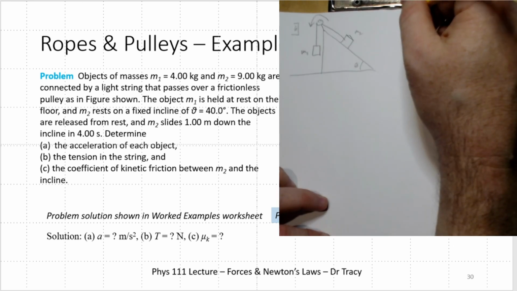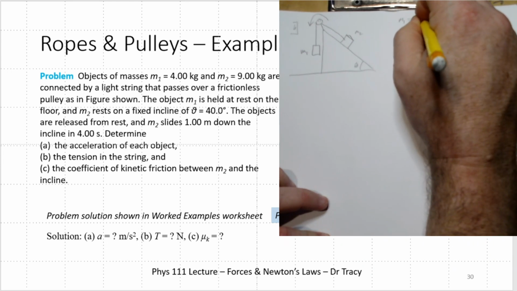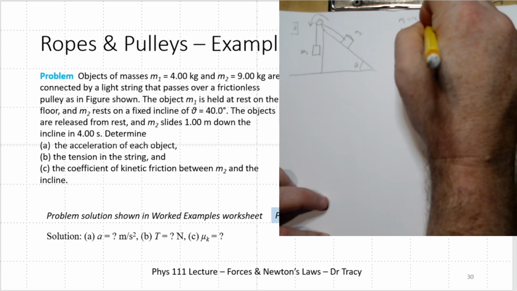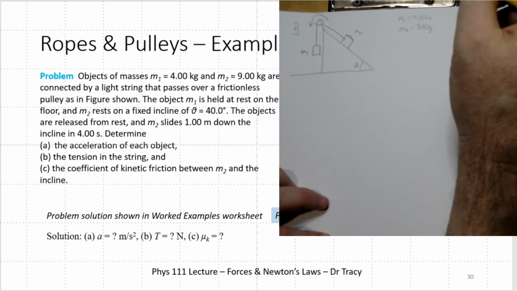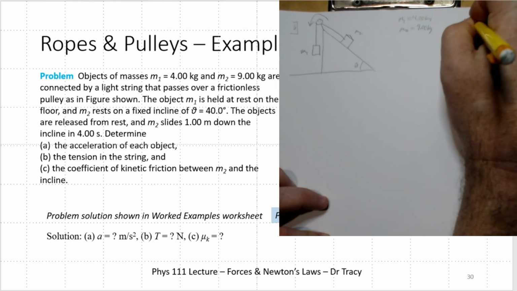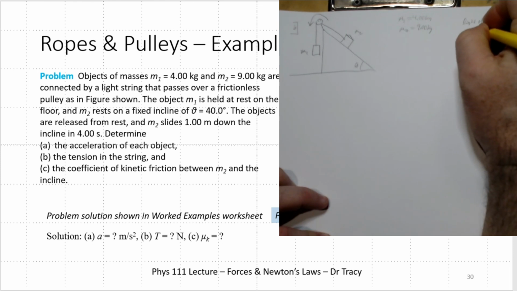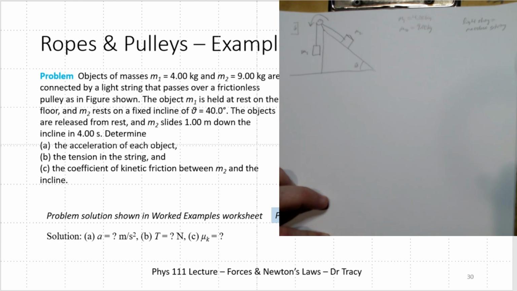From the data, we see that mass 1, that's the one that's hanging, is 4.0 kilograms, mass 2 is 9.0 kilograms, connected by a light string. Light string means massless string. We're going to ignore the mass of the rope, the string, whatever that's connecting the two, passing over a frictionless pulley, as shown.